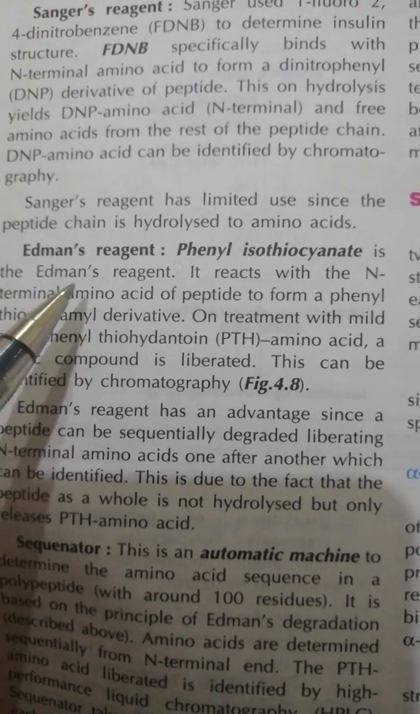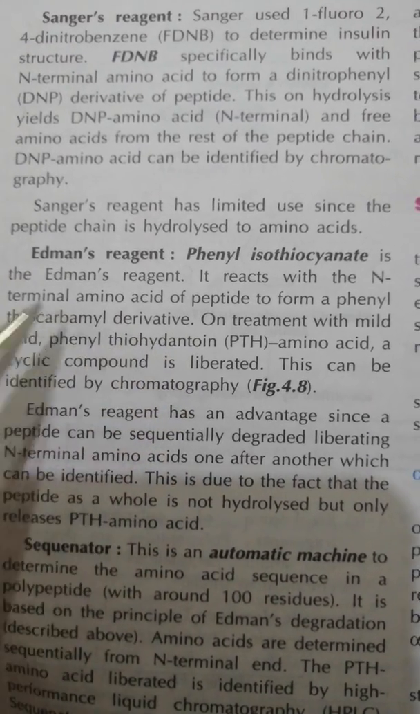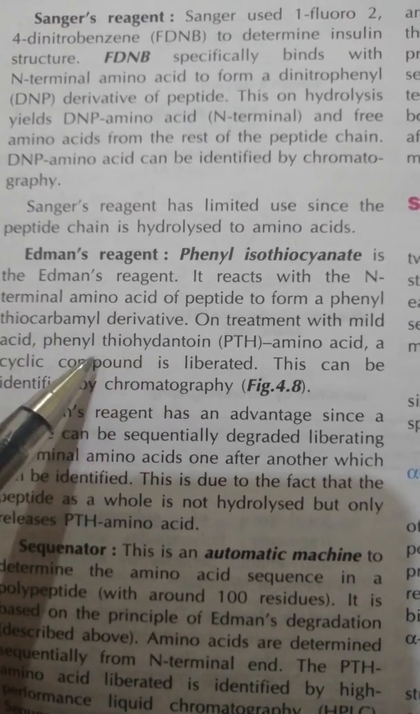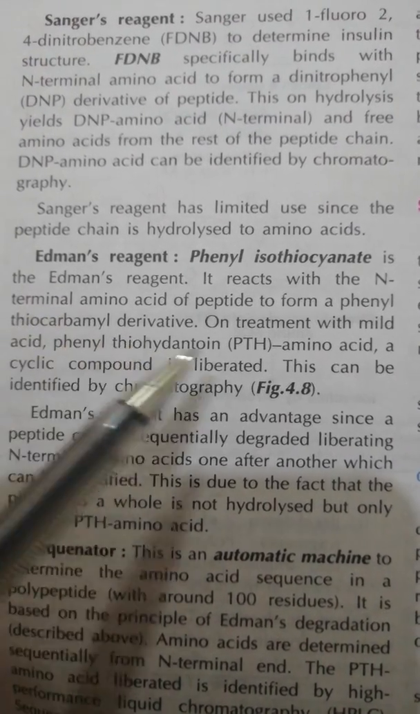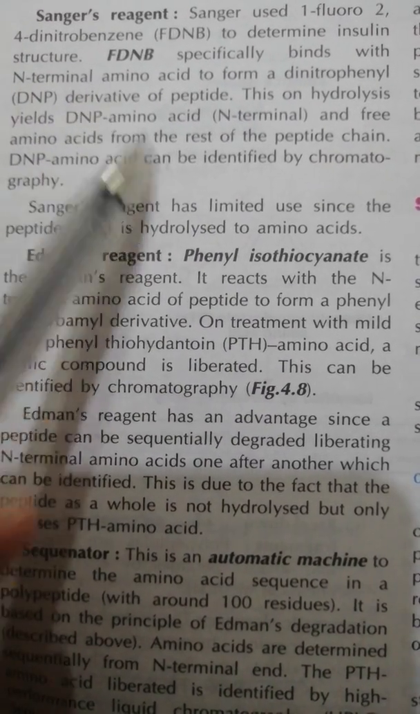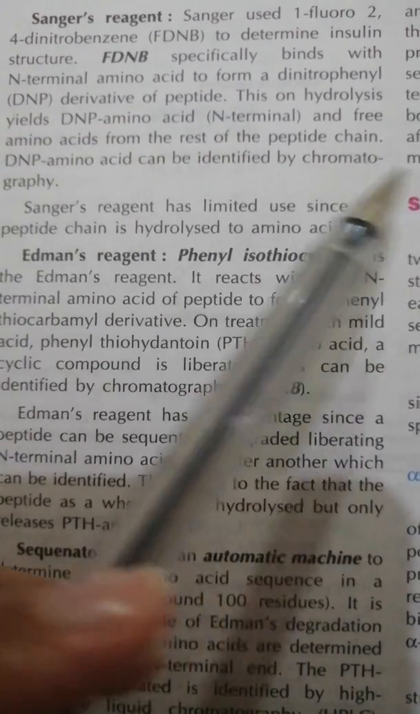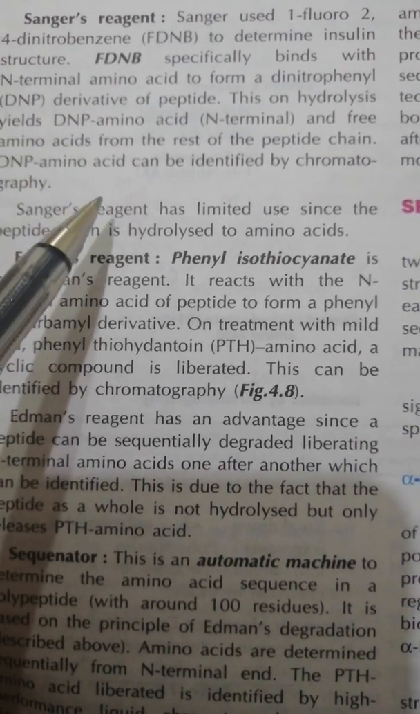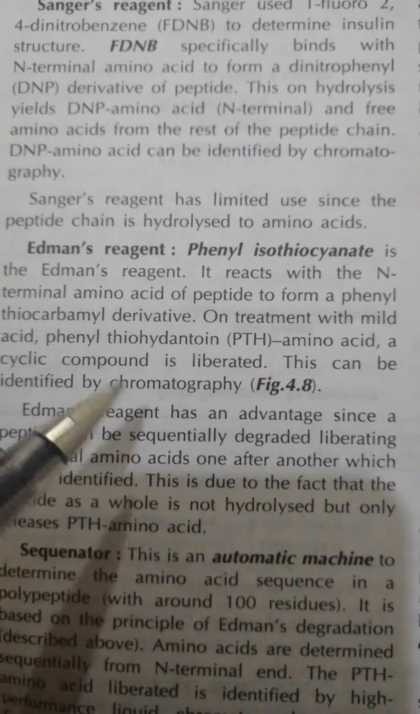The reagent is phenyl isothiocyanate, and it reacts with the N-terminal amino acid to form a phenyl thiocarbamyl derivative, which on treatment with a mild acid, you get phenyl thiohydantoin, this cyclic compound liberated, and you can do this successively. One will be cleaved because of the second reagent, and you will be left with the sequence with the exception of the first one. Another amino acid will now be on the terminal end, which will sequentially be broken apart, and one by one you can identify each of the amino acids via chromatography.